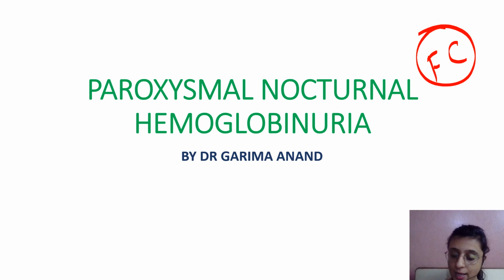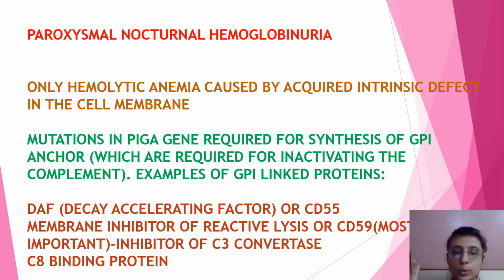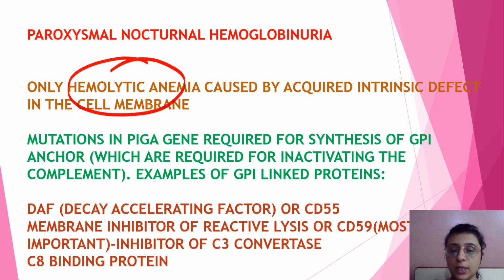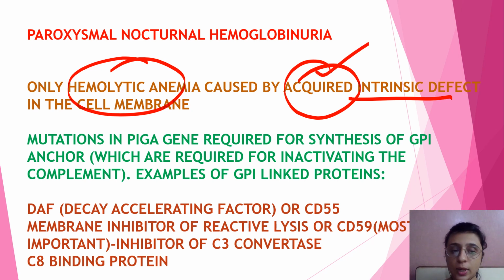Now let's look at this point first, what is PNH? It is the only hemolytic anemia caused by an acquired intrinsic defect in the cell membrane. So always remember, it is an intrinsic defect in the cell membrane, yes, and it is acquired, right? Mutations in the PIGA gene are required for the synthesis of GPI linked proteins.